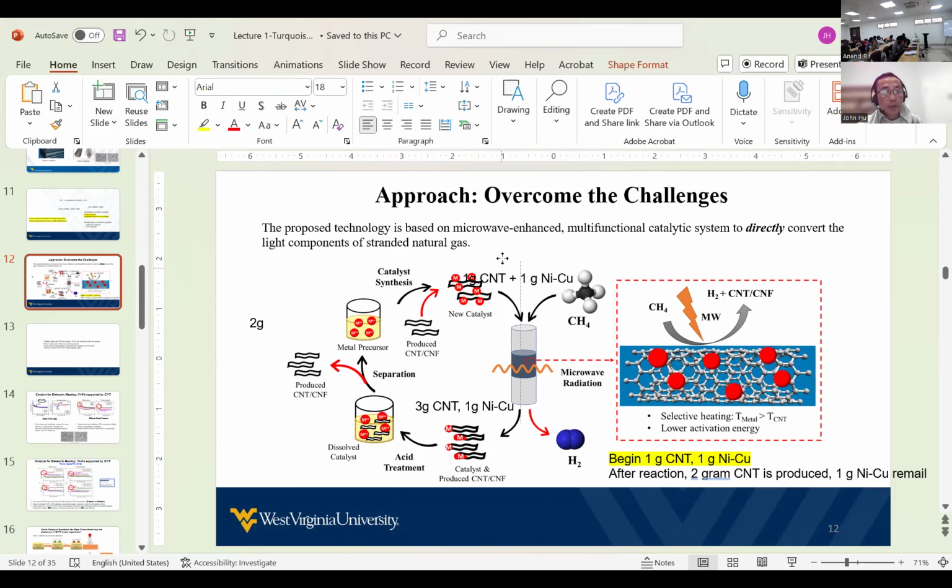So do you understand? I hope everyone understands that this is the mass balance. I'm beginning with 1 gram CNT, 1 gram nickel. That's what I need going in the reactor. After reaction, because the methane reacts, I end up with 3 gram CNT, 1 gram nickel copper. I need to use the acid wash to separate this nickel copper so that I can harvest the 2 gram of CNT. If I do not do the acid wash, this CNT will not come out because there's metal in there. I recover the metal, and this metal can go back, beginning the second cycle.